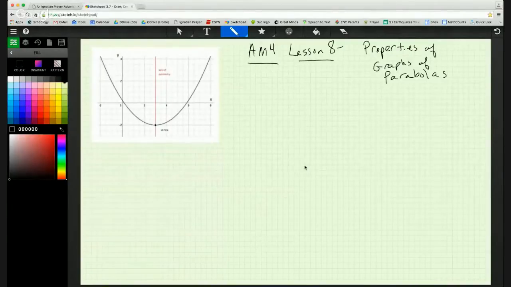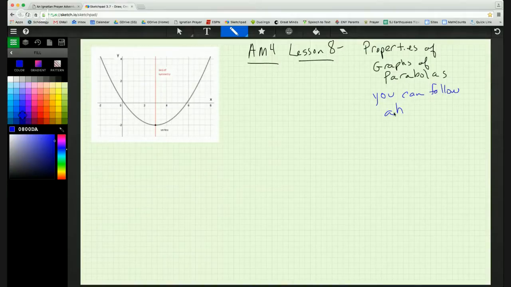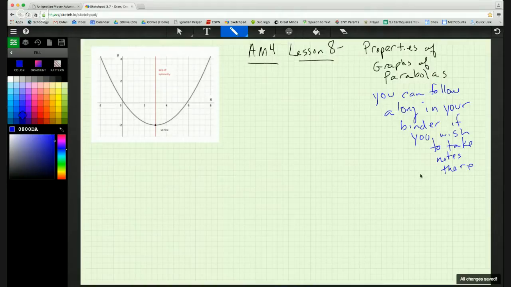Now, today we're going to stick to it kind of closely. We're going to do some examples out of the book, so you can follow along in your binder if you wish to take notes there. Otherwise, you can take notes on scratch paper, and you can learn. You don't need to have your binder. I'm just letting you know that I'm going to kind of follow some of the examples there.